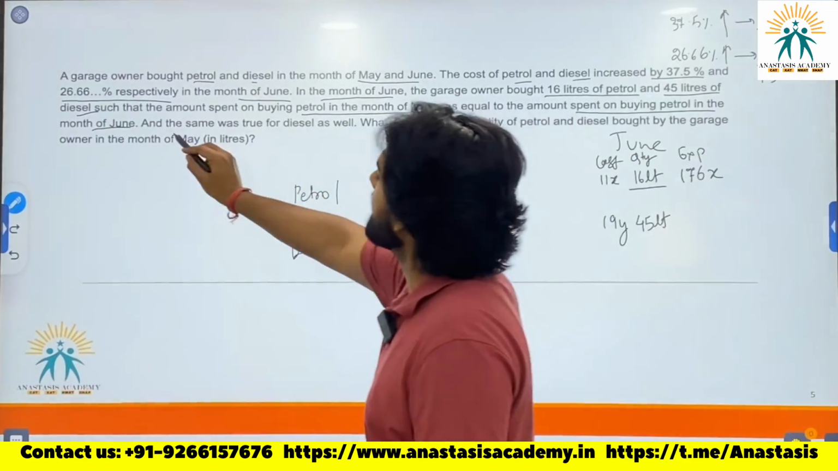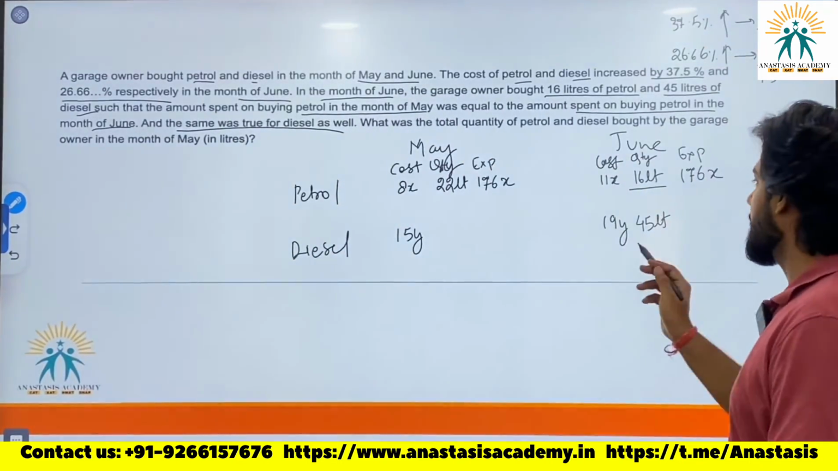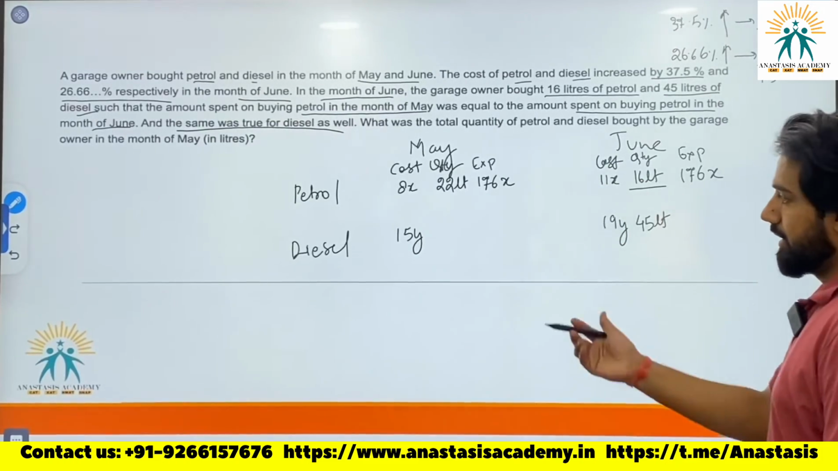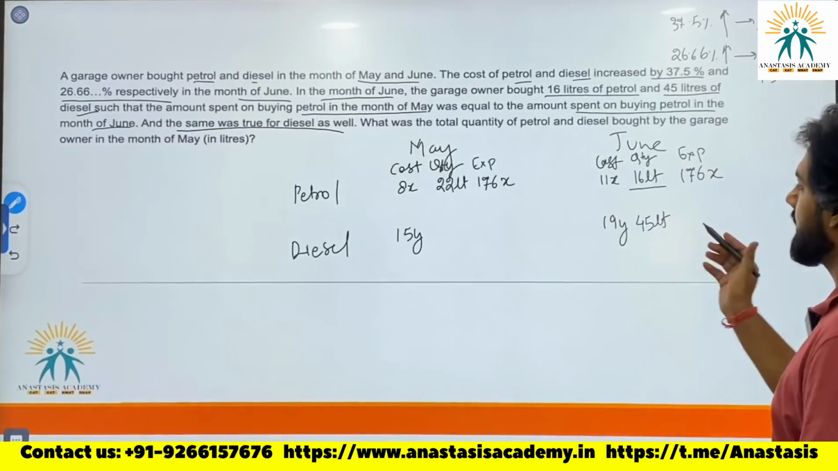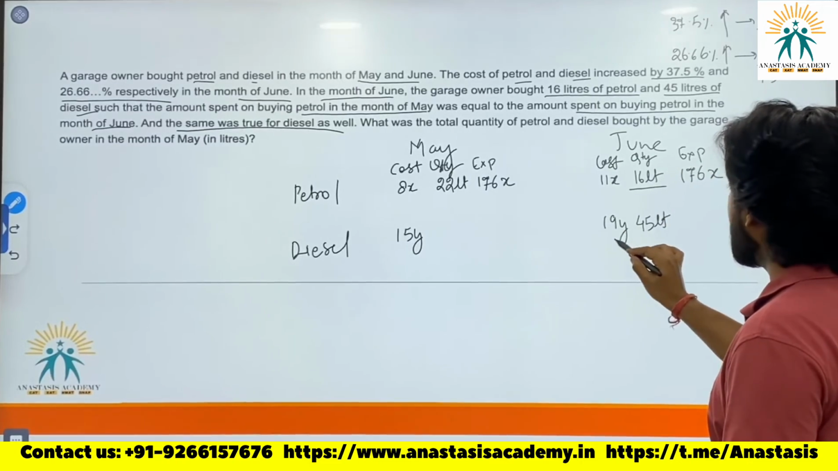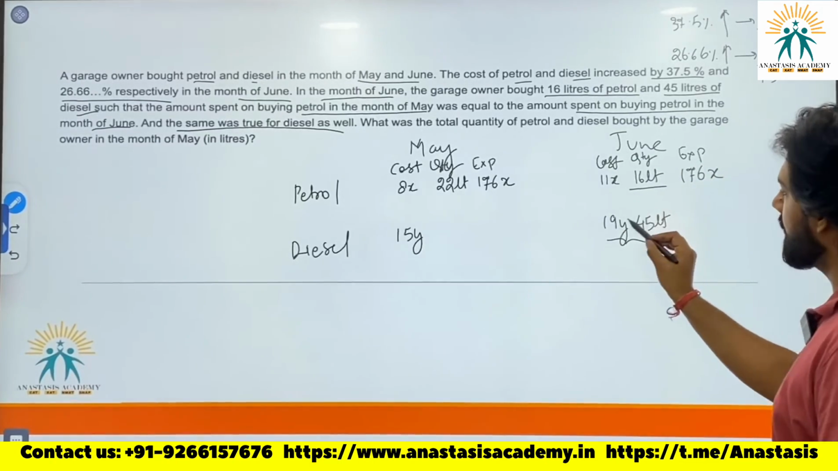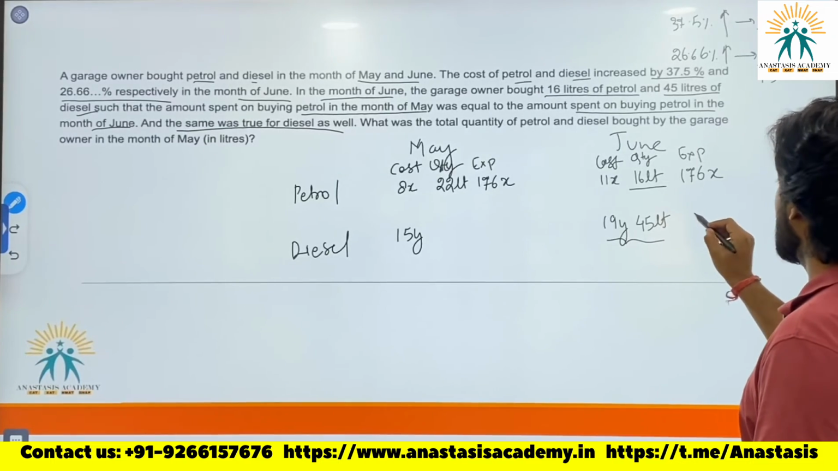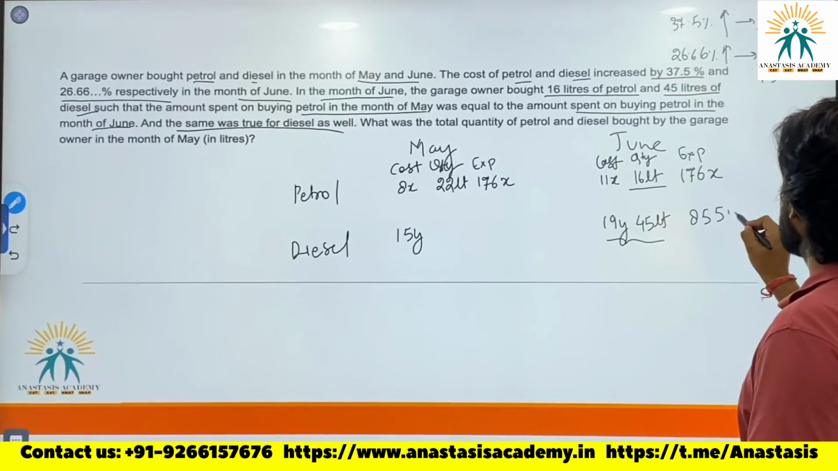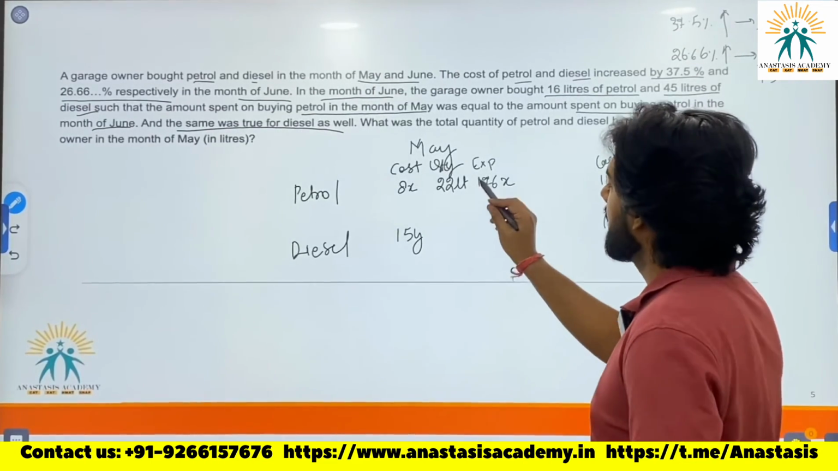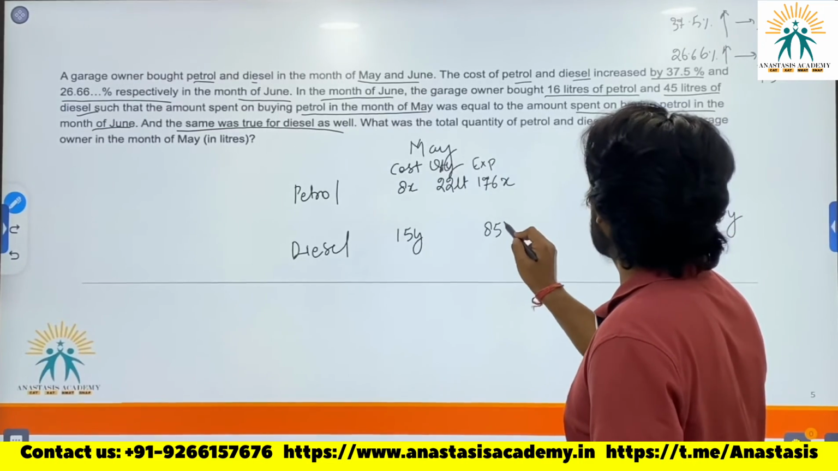Now it is given that the same was true for diesel as well. So the expenditure on diesel in the month of June is equal to the expenditure of the previous month, that is May. So in June, total expenditure for diesel was 45 into 19y, that is 900 minus 45, or 855y. This is the expenditure for diesel in June. It must be equal to the expenditure of diesel in May, so it must be 855y.